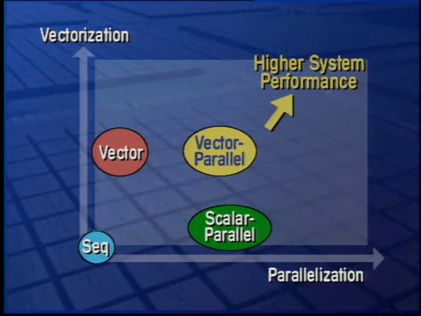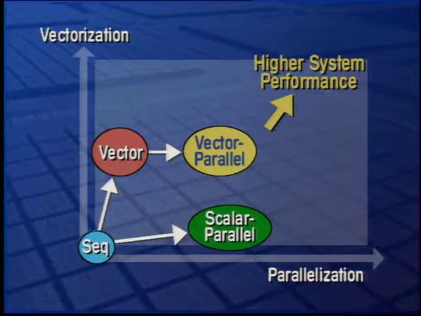This figure illustrates the two approaches to achieve higher performance. One is from sequential processing to vector processing, then incorporating multiple vector processors. The other approach is from sequential processing to scalar parallelism, then incorporating certain vector processing capabilities on each node. As I showed in the previous figure, there are many ways to achieve the same system performance goals, combination of the number of processors and the performance of each processor.